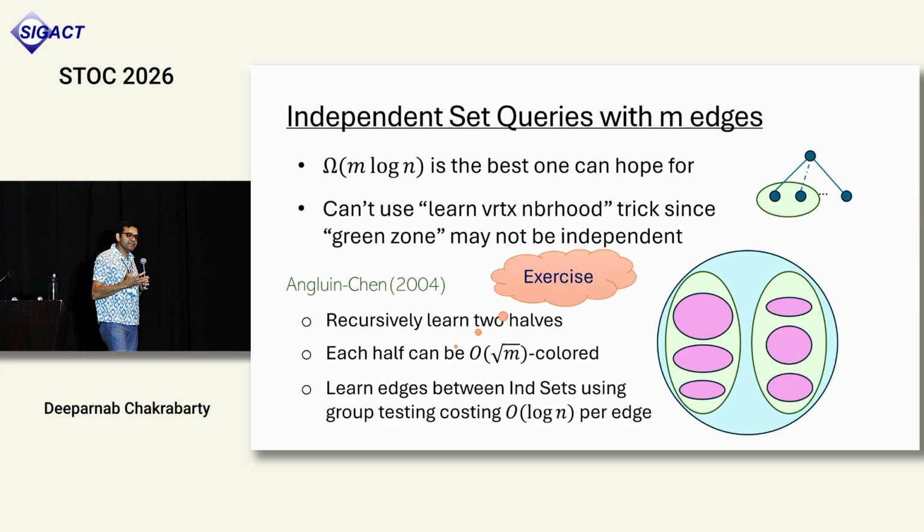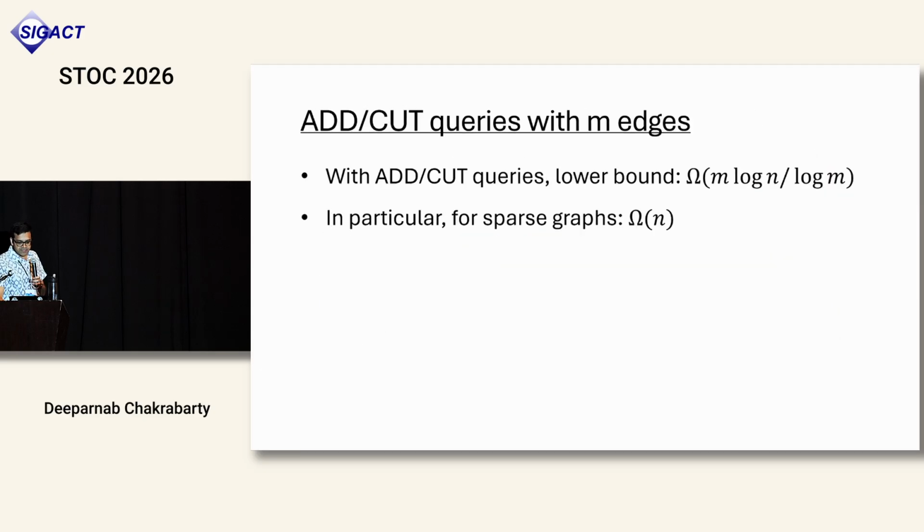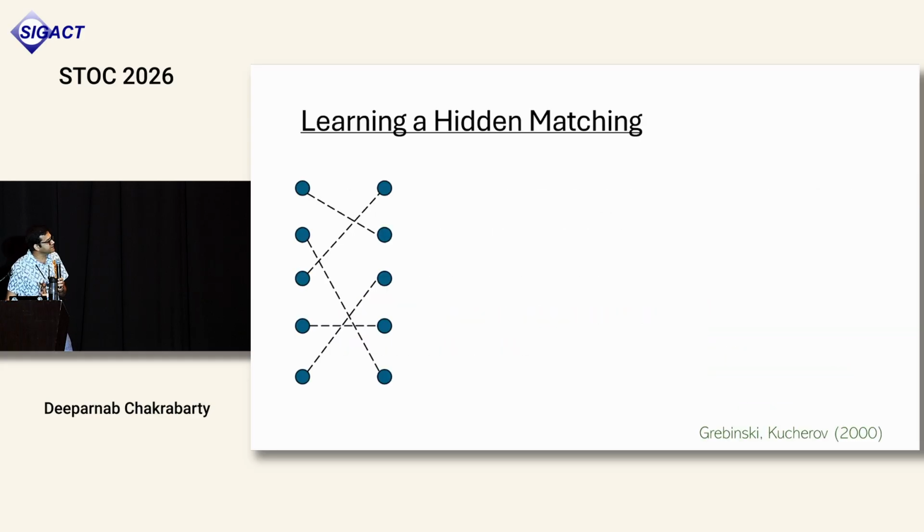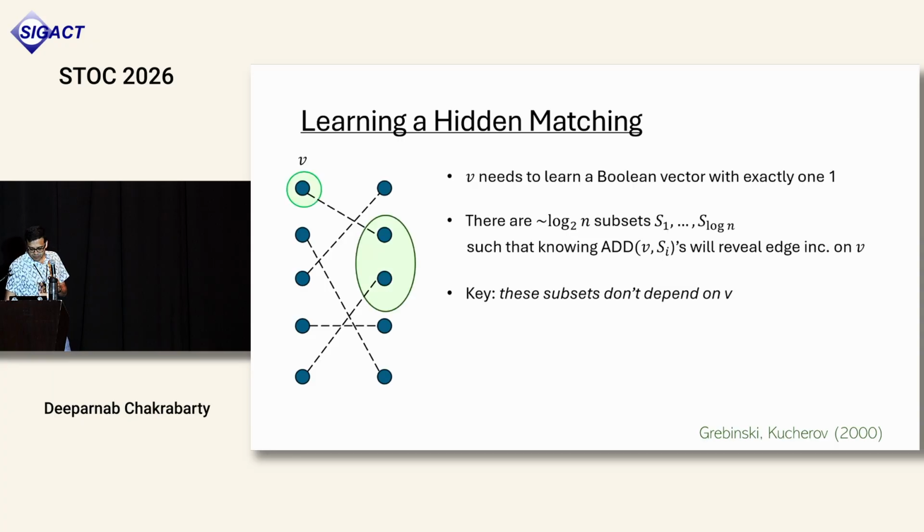So again, the tools used for this algorithm arose in coin weighing and group testing. The same situation is true when you have additive queries or cut queries. You can use the ideas from coin weighing to actually get the m log n by log m. So whatever was information theoretically optimal, the lower bound, you get it using the ideas from coin weighing to reconstruct the graph. Again, I would have liked to tell you one of these algorithms, but I will skip this in the interest of time.